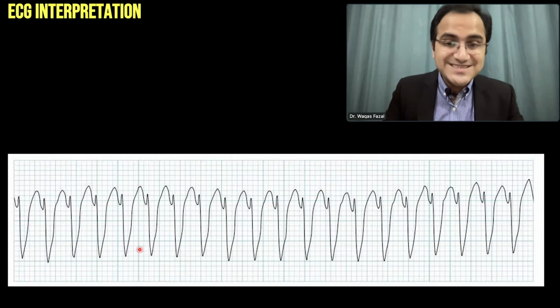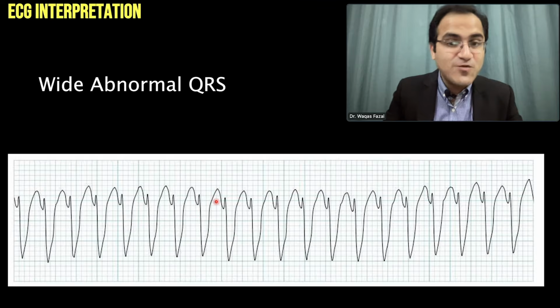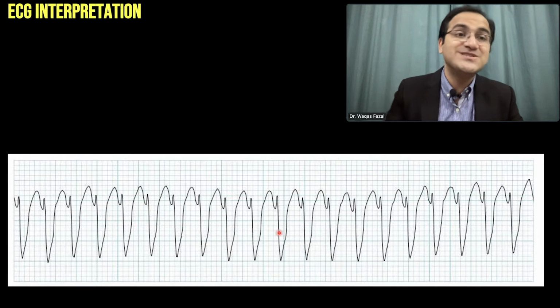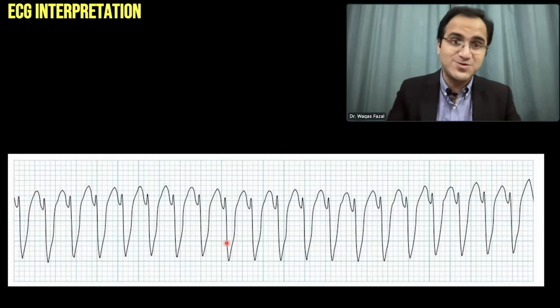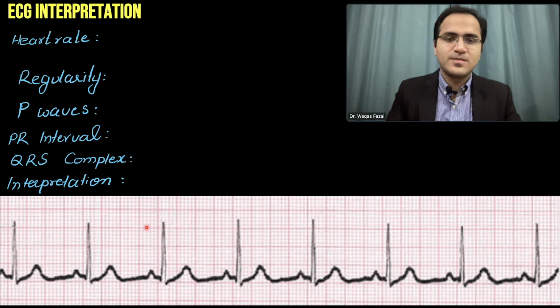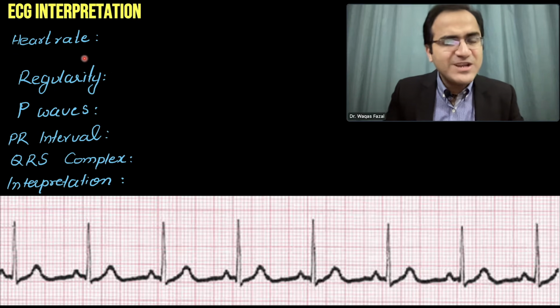Now, this ECG is also showing wide QRS complexes with a large number of small boxes in between them. This is an ECG of monomorphic ventricular tachycardia, an abnormal QRS complex. Now let's solve this ECG. In this ECG, first of all, we'll calculate heart rate.